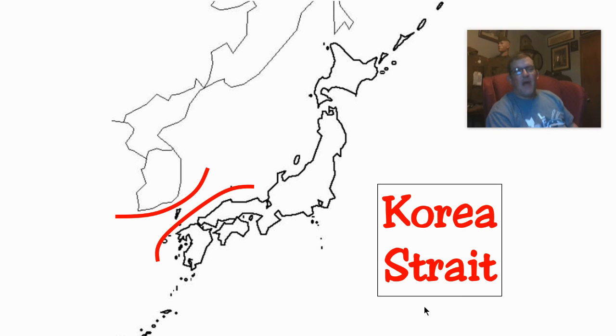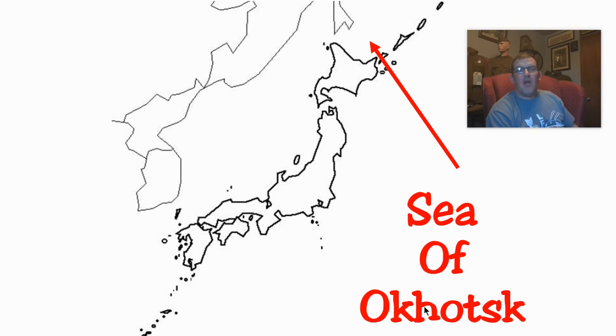Next, we have the Korea Strait, which is represented by these lines here. It's that narrow channel of water that separates South Korea from those islands of Japan. Remember, a strait is a narrow channel of water between two larger land masses. North of Japan, we have the Sea of Okhotsk. Okay.